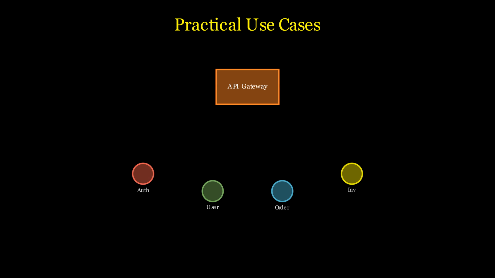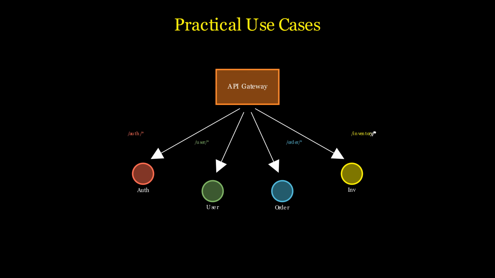Let's examine practical use cases for Gateway API, including microservices architectures, multi-tenant applications, and complex routing scenarios in production environments. Let's examine a microservices architecture use case. In this scenario, Gateway API can route different service requests to the appropriate microservices, providing a unified API gateway functionality.